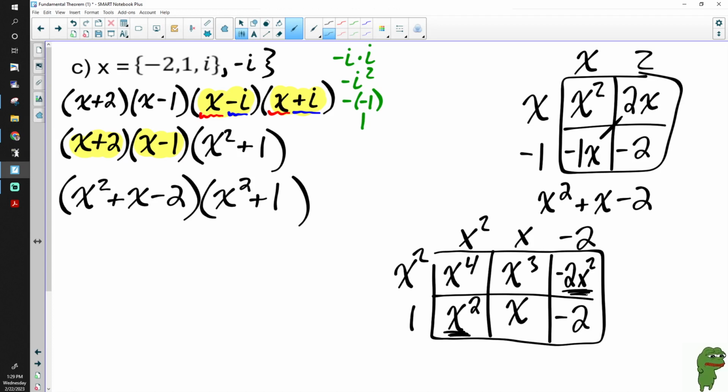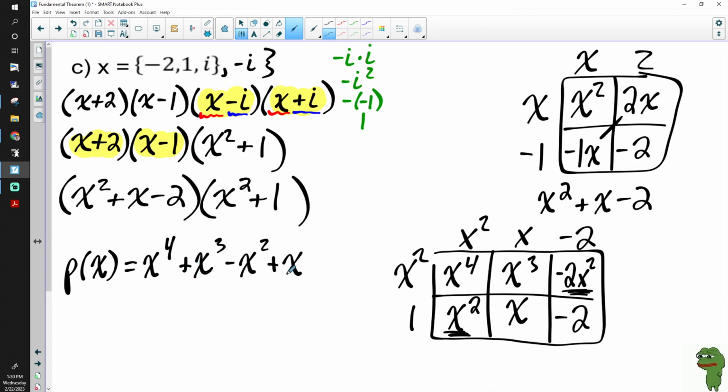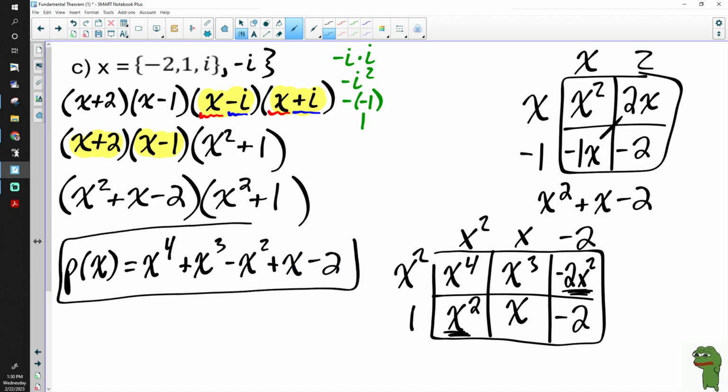So my final polynomial, my p of x, is going to be x to the 4th, this is coming from my box, plus x to the 3rd. Combining my x squareds, I get -1x squared plus x minus 2. This polynomial has the solutions or roots listed up above. Our trick in this problem was when you have an imaginary number or a square root, you need to make sure it comes in a pair.